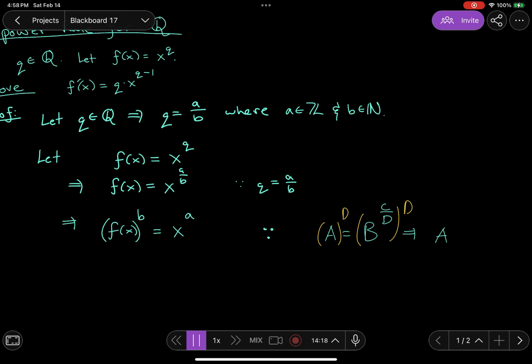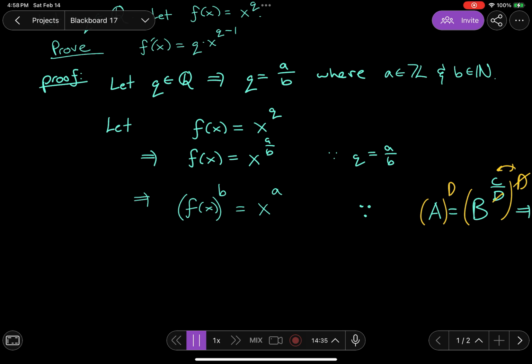Then these two exponents come together via multiplication. The d's cancel, leaving me with a to the power of d is equal to b to the power of c. And we are assuming nice properties on what a is and b is. This is an idea for the power rule for the rationals. So recall that b is a natural number.